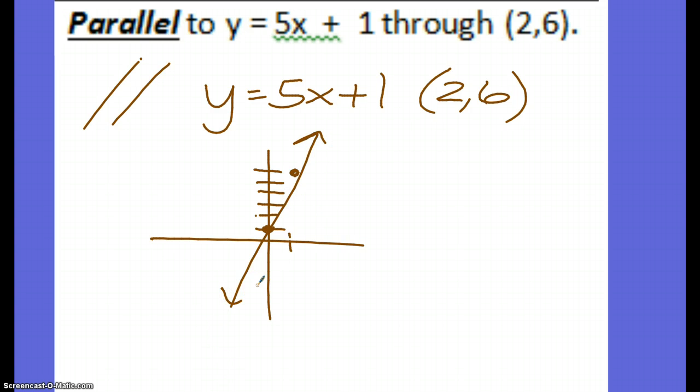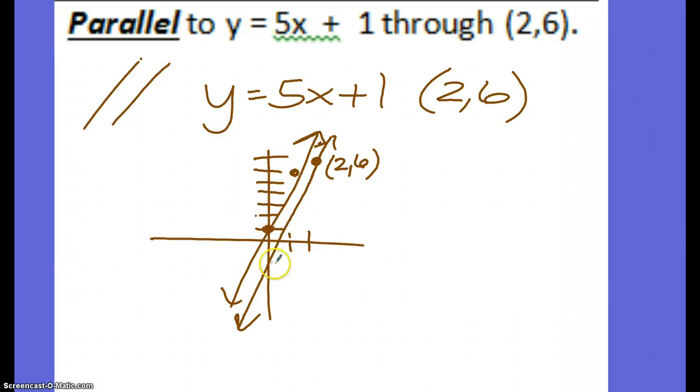Pretend it goes through that point, and 2, 6 would be about here. We want a line that goes through this point that's parallel to, so this is 2, 6. We want a line through that point that's parallel to that other line. So we know that they have to have the same slope.